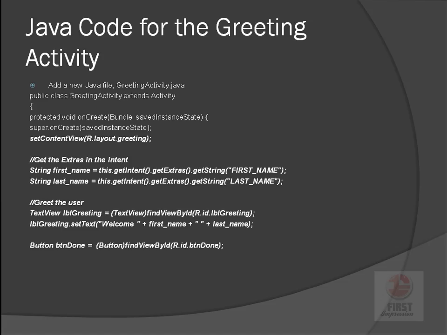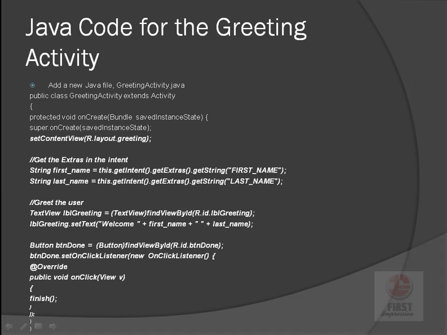Then we'll have a button btnDone. If someone clicks on the button, we'll just finish the application. Okay, so far so good. Whenever you launch the new activity, you will get the first name and the last name, get the reference of the text view and put inside the text view a string with welcome and the person's name. And whenever someone clicks on the done button, you will finish the current activity and go back to the previous activity, that is the main activity. Are we done with this?